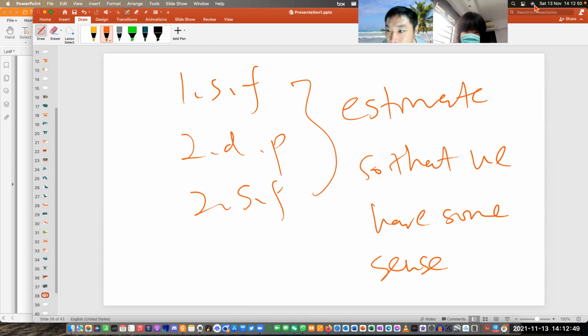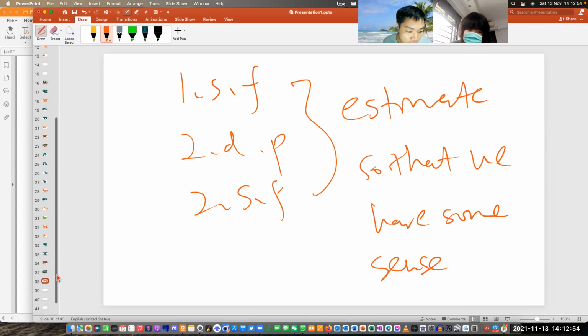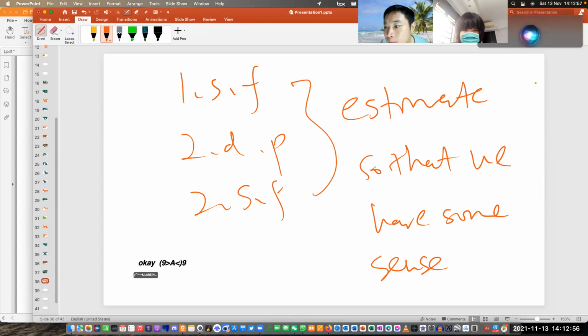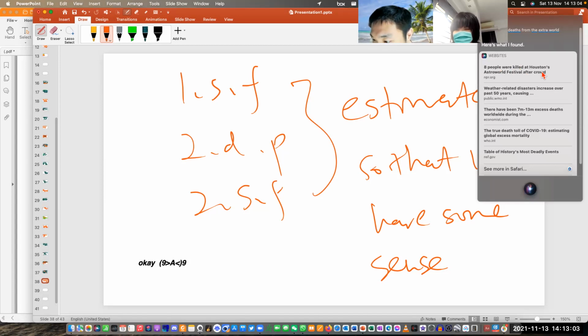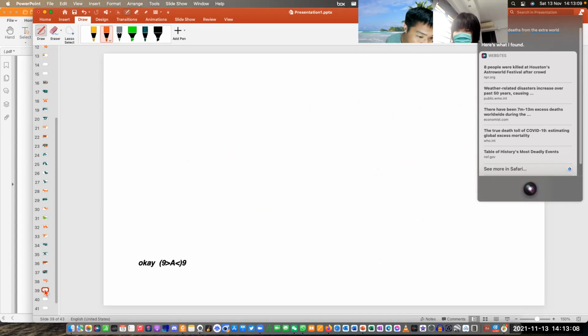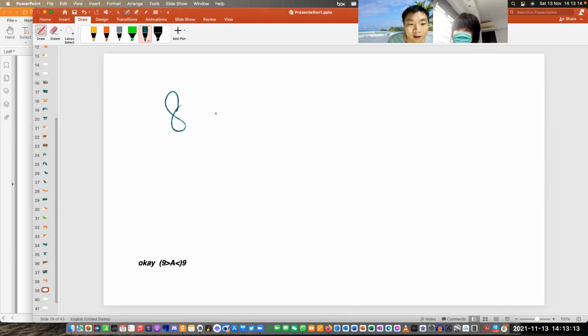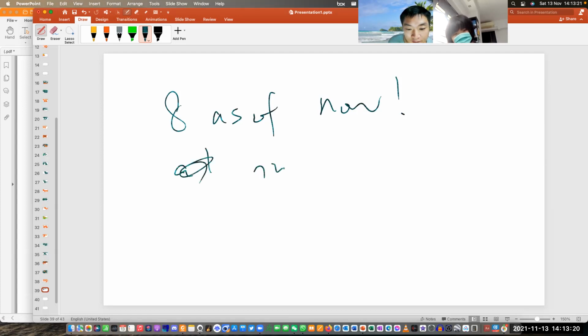What about the Travis Scott concert thing? Is that one also an estimate? How many deaths from the actual world event? There were 8 people killed. Okay, hold on. They say 8, right? 8 is as of now. A lot more are injured, right? And the injured can be in ICU.